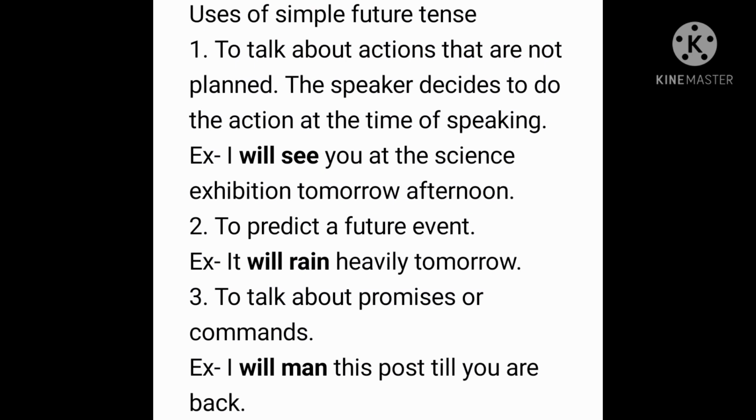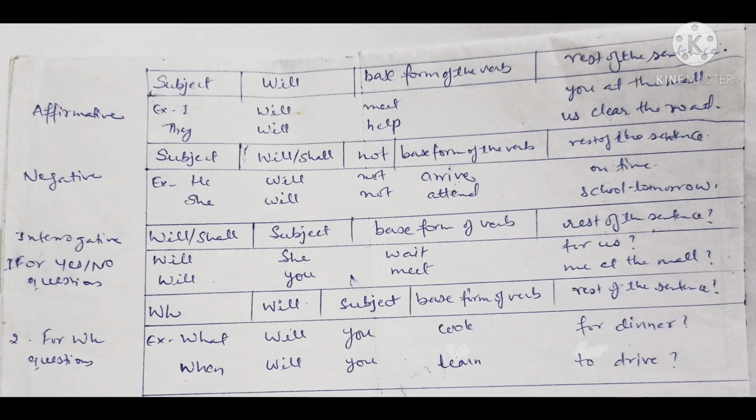I will see you at the science exhibition tomorrow afternoon. Or a future event prediction without evidence: it will rain heavily tomorrow. About promises or command: I will man this post till you are back. So the sentence structure of simple future, we just use will plus the base form of verb, right? And it changes in negative, will plus not plus base form of verb. So the sentence structure is subject, then will, then base form of verb, rest of the sentence.